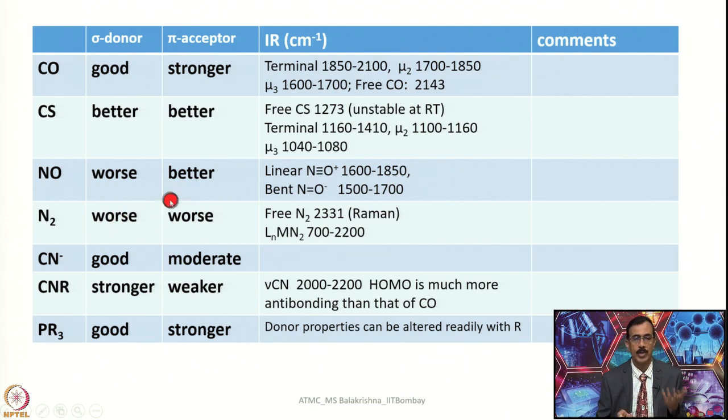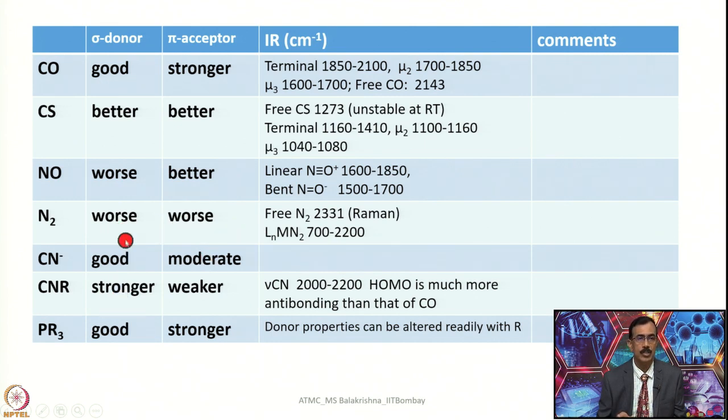Nevertheless, I will show you the preparation of these compounds and what kind of metals one should look for to make dinitrogen complexes. Free N2 has a Raman active band at 2331, and of course, when it is binding terminally with one nitrogen donating its lone pair to the metal, the stretching frequency will be 700 to 2200. And CN minus is a good to moderate ligand, and of course, here also one can look at the stretching frequency, that should not be a problem.